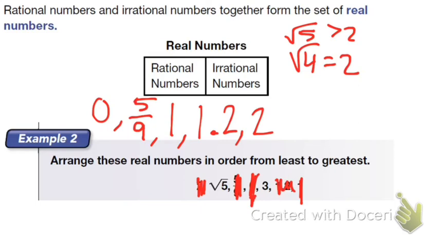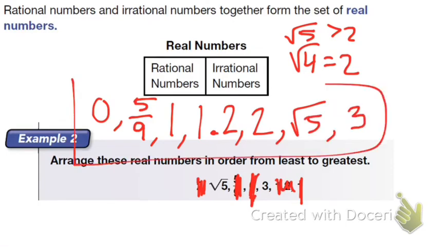So we know that the square root of 5 is going to go in between 2 and 3, so after 2 we would write the square root of 5. And then lastly, our largest number would be 3.